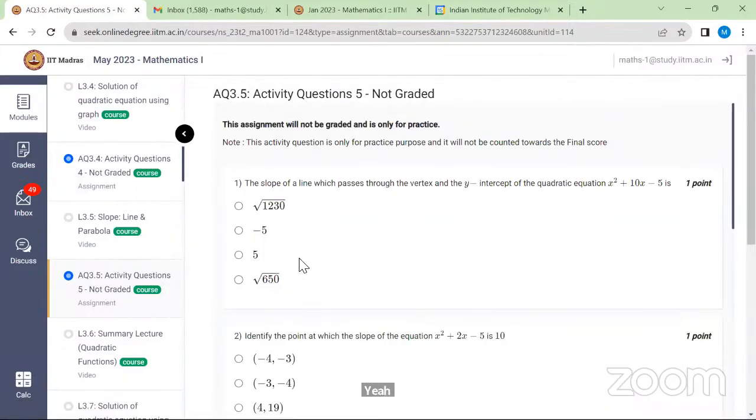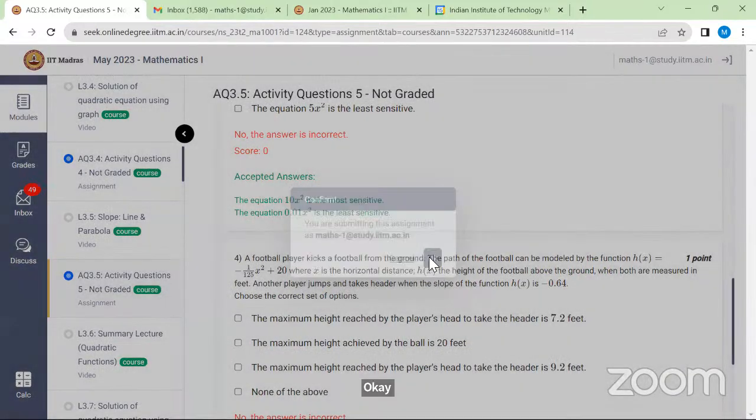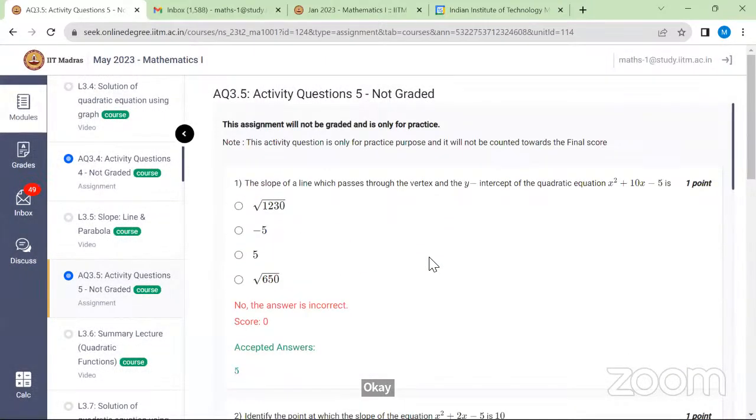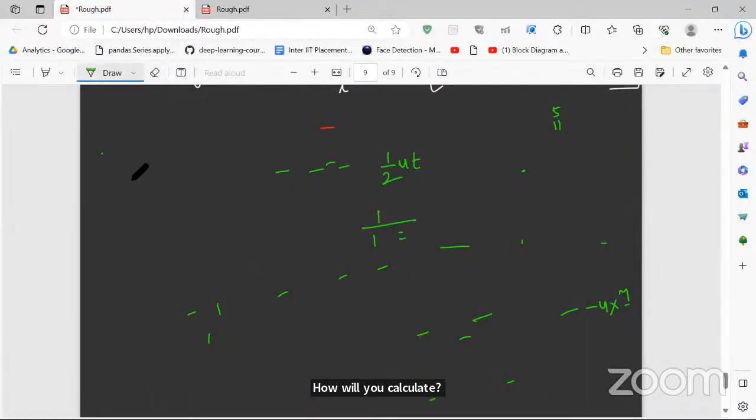So I have a doubt in the first question. Okay, what is this first question? You have to calculate the slope of a line which passes through the vertices. So you have to calculate the vertices and then the y-intercept. How will you calculate the y-intercept? In the last class, what did we discuss? If you have 2 points, you can calculate the slope. So 1 point is the vertices, and the other is the intercept.